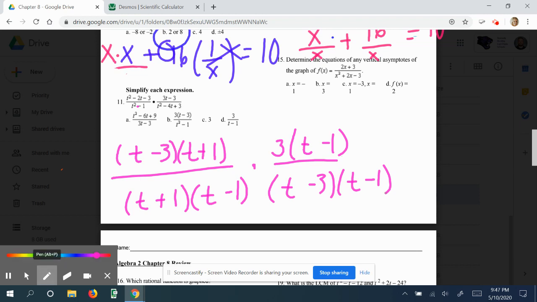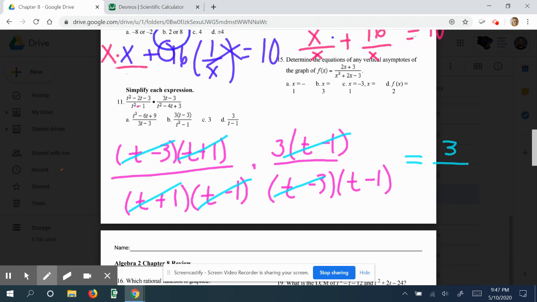Okay, so now let's cross cancel. So t plus 1 and t plus 1 are going to cancel on top and bottom. T minus 3 and t minus 3 are going to cross cancel there. T minus 1 and t minus 1 are going to cancel there. And so the only thing I have left is 3 over t minus 1. So the correct answer to this one is going to be D.